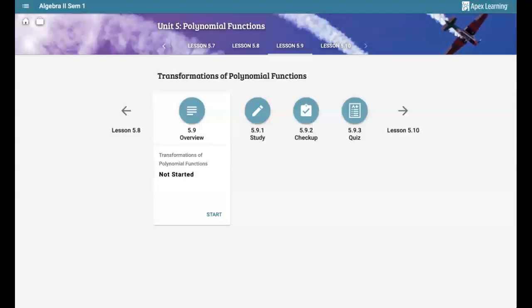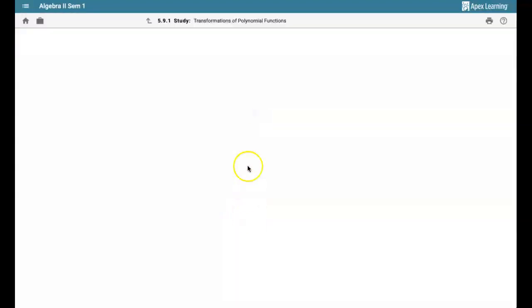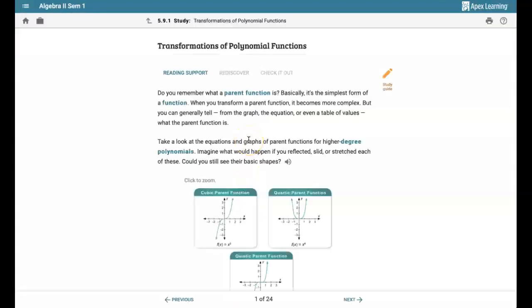All right, this is the last new content that we have for Unit 5 on polynomial functions, and this is talking about how to transform or move those polynomial functions. Hopefully you're going to pick up a lot of patterns of things that we've already talked about, but let's reinforce it and really hit it home with this idea of transformations, or moving the polynomial functions.